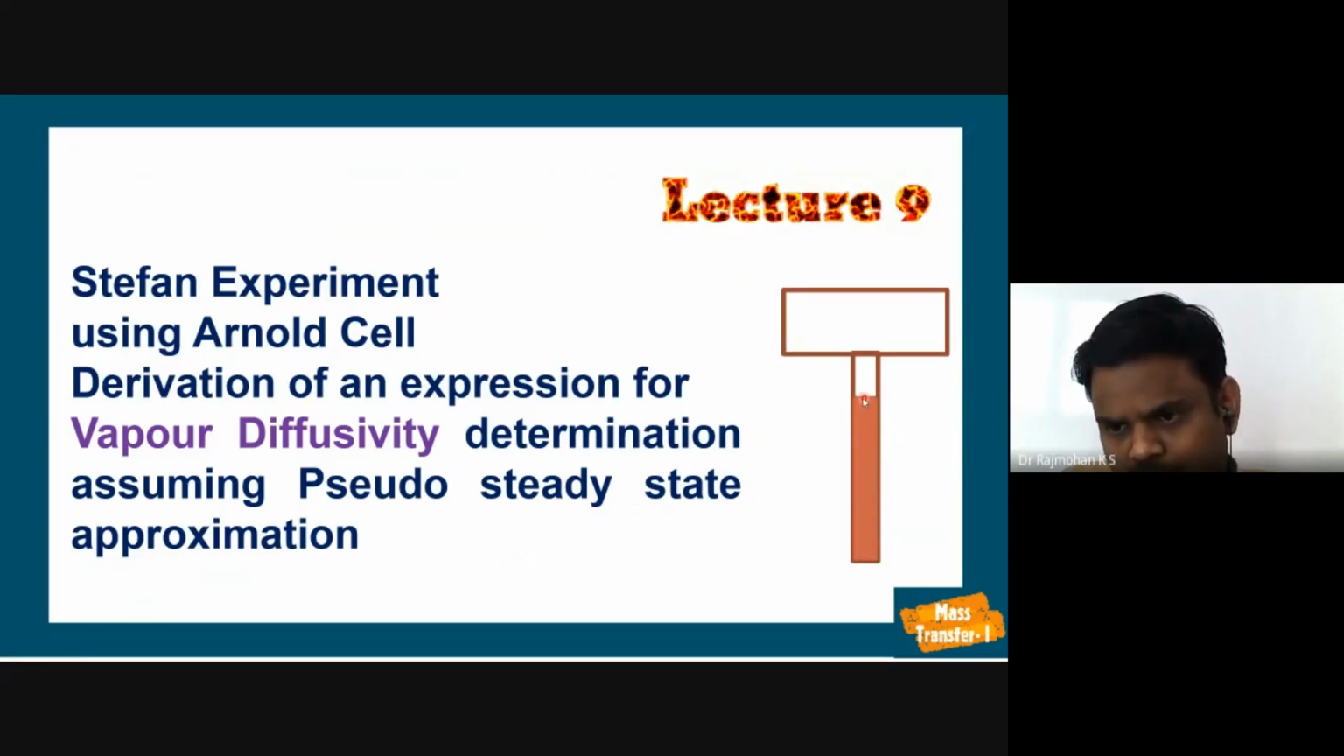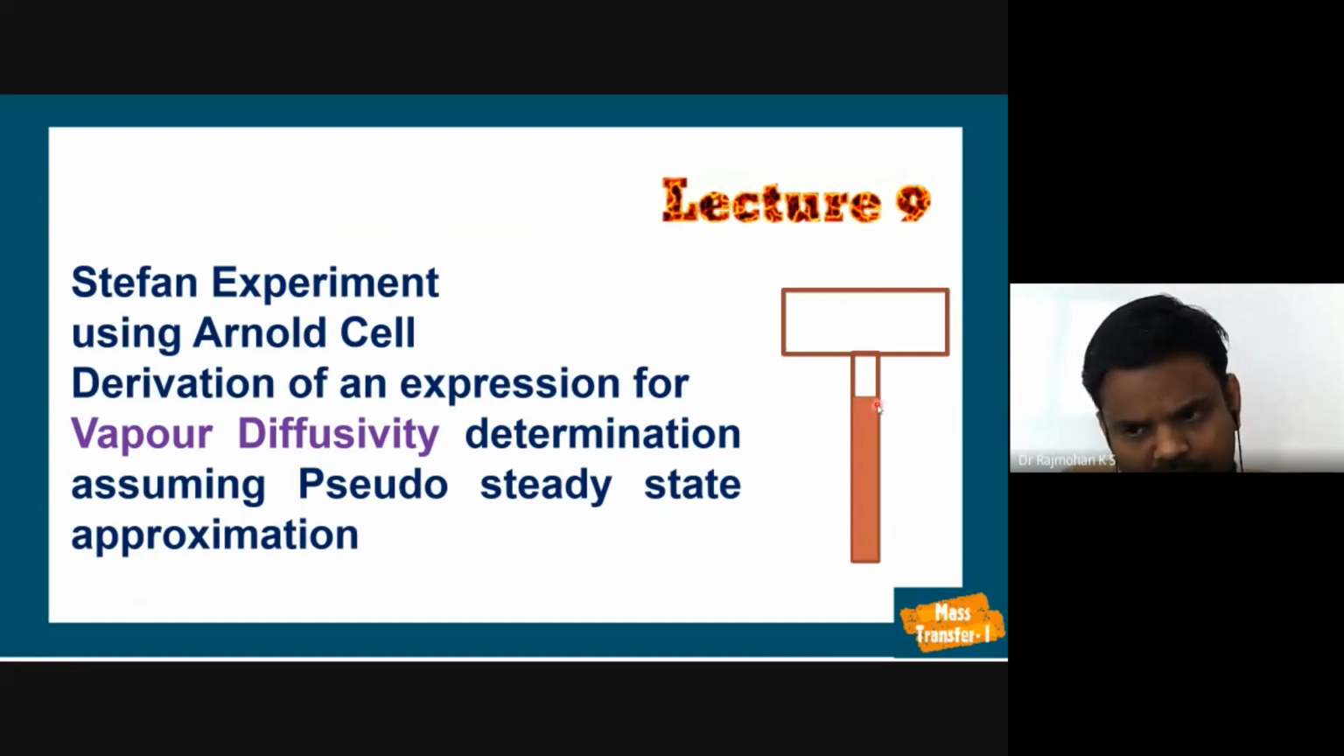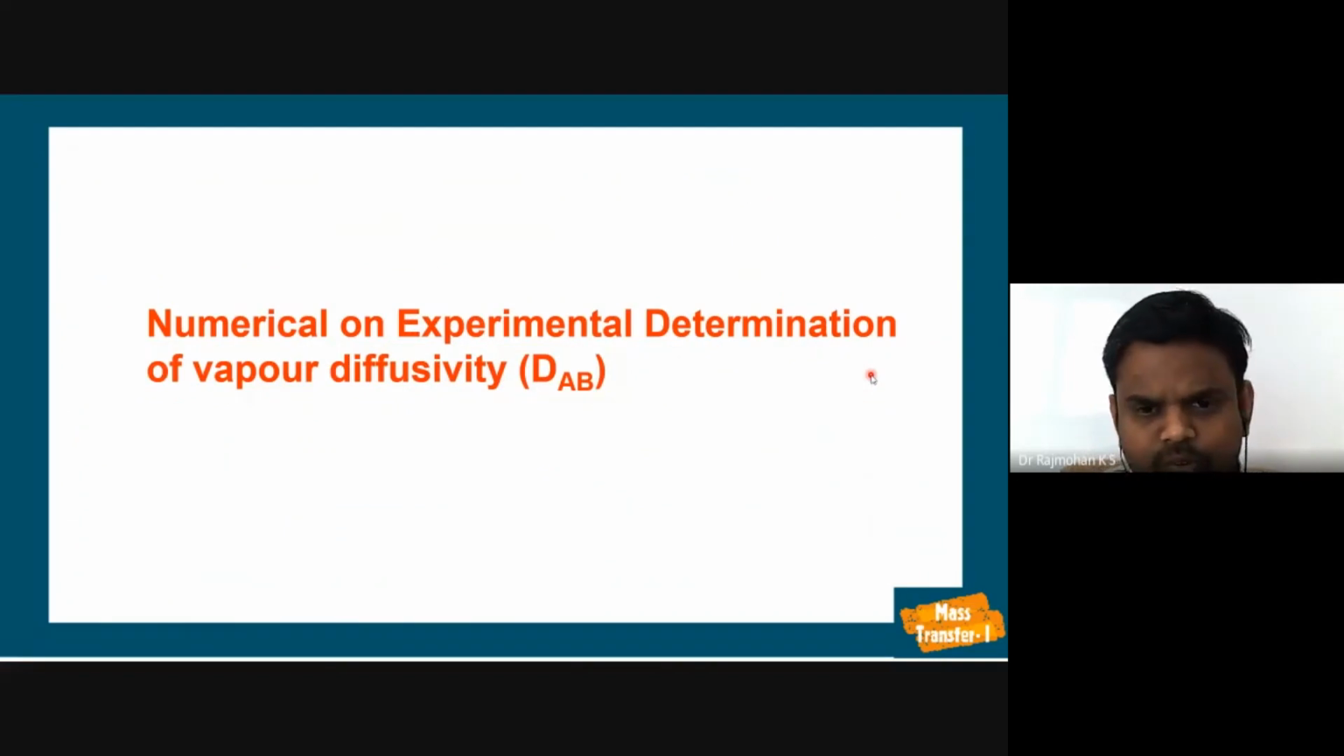That means the moment the level has changed, equilibrium is established between the liquid and vapor. Only then can this relationship between partial pressure and vapor pressure be utilized. If it is a pure liquid, partial pressure is equal to vapor pressure into mole fraction. If it is a pure solvent, the mole fraction is 1, so we can take the partial pressure to be the vapor pressure. Coming to this lecture number 10, we will solve a few numericals on experimental determination of vapor diffusivity.